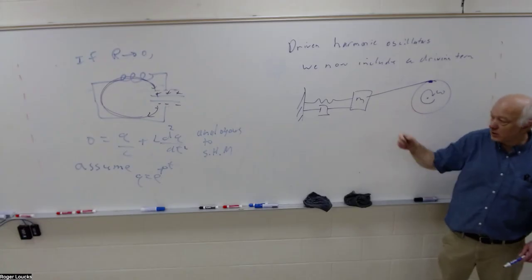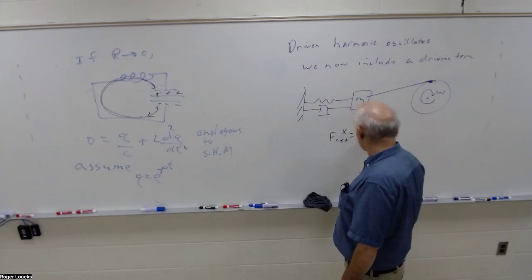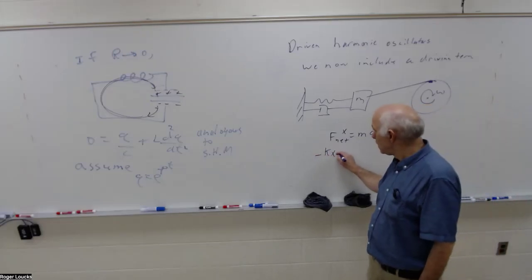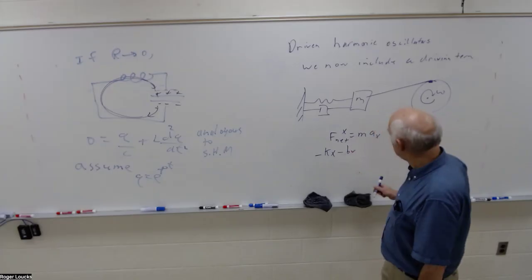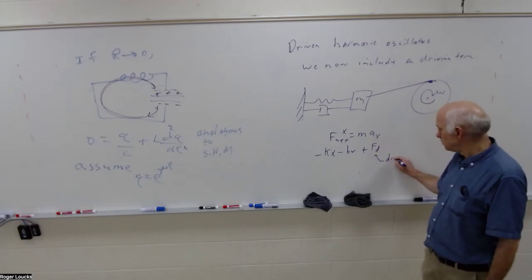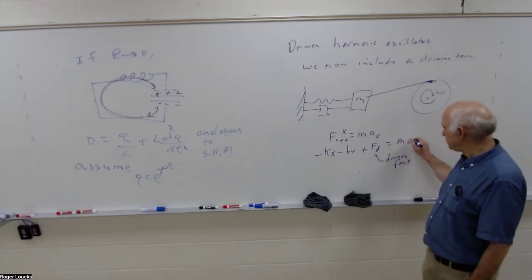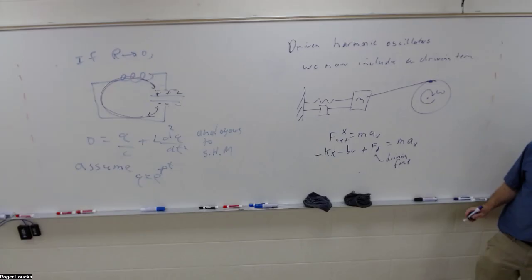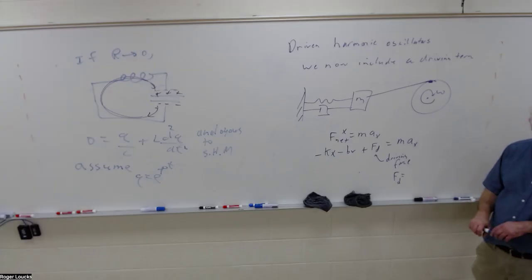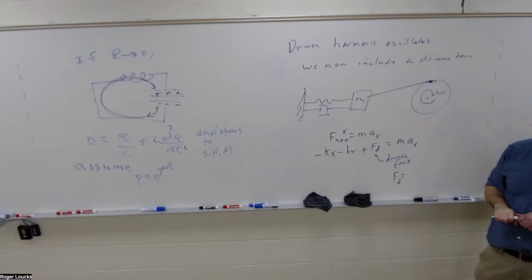So as this goes around, it is going to actually push and pull this. Okay? So now if I were to do my net force in the x direction, what would I have? I have my force in the spring. I have my frictional force just like before. I have this guy here, my driving force. Then I'd have my m x double dot like that. Now, how do you think I can write that driving force?